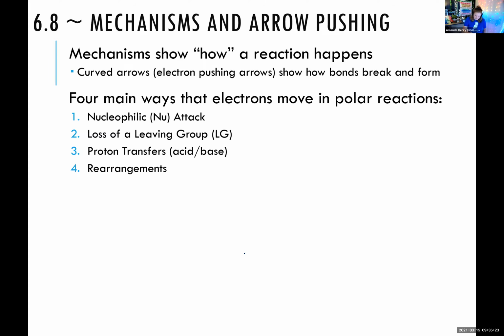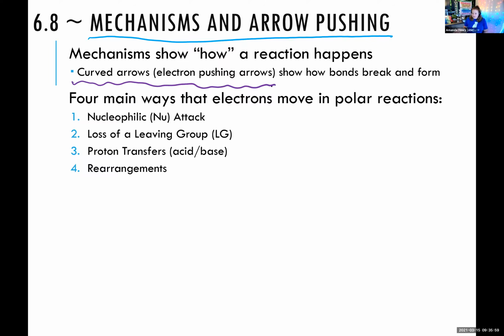We are going to look at mechanisms and arrow pushing. I did it right here too. These curved arrows are also called electron pushing arrows. Mechanisms show us how a reaction happens. We've already looked at one type early, chapter 2, I think it was. We looked at acid-base reactions. So I'm going to draw an acid-base one here, just as a reminder of what we've already seen and as an introduction.